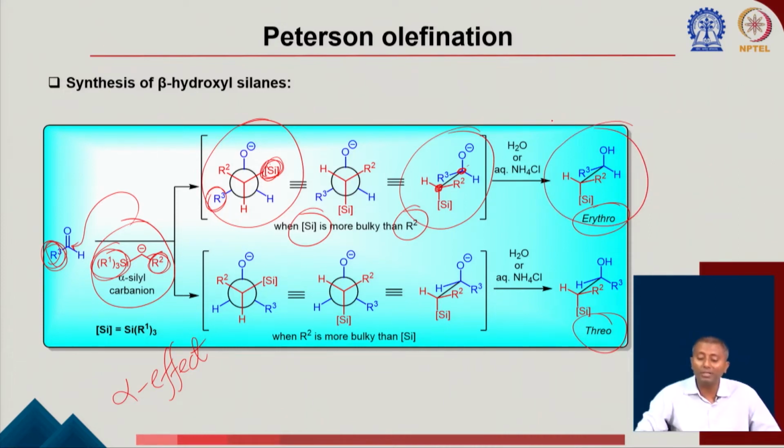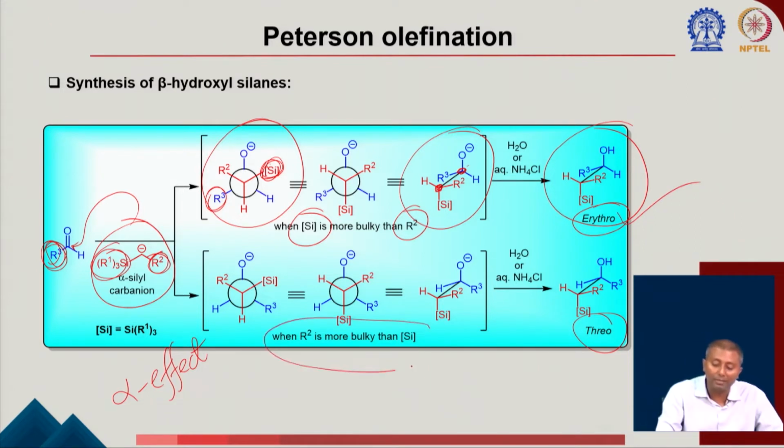Once you quench with water, the O minus will get the proton to form the OH. So you end up getting this beta hydroxysilane, but it is an erythro. Okay. But if R2 is more bulky than silicon, R2 being the group attached after the silicon and CH2, correct? Then R2 will try to approach in such a way, because now if R2 is more bulky, R2 tries to be opposite to the R3.